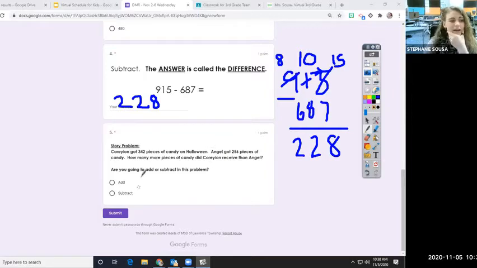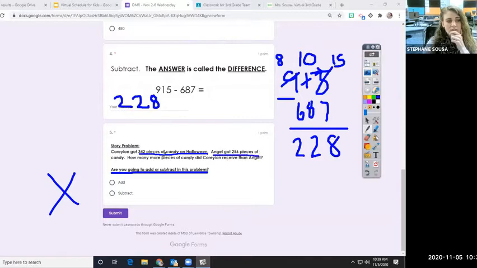Okay. Finally, you are only asked, are you going to add or subtract this problem? You do not have to find the numerical answer. Just tell me if you're going to add or subtract. Corian got 342 pieces of candy on Halloween. Angel got 256 pieces of candy. How many more pieces of candy did Corian receive than Angel?